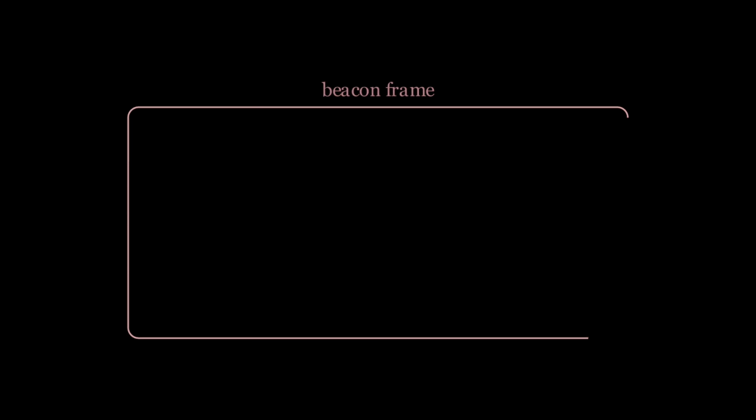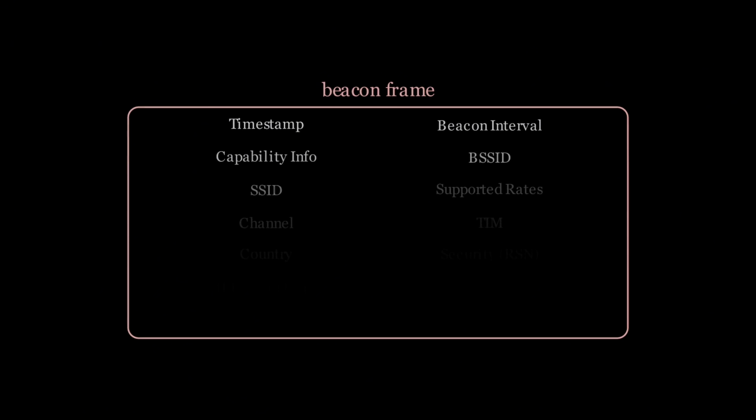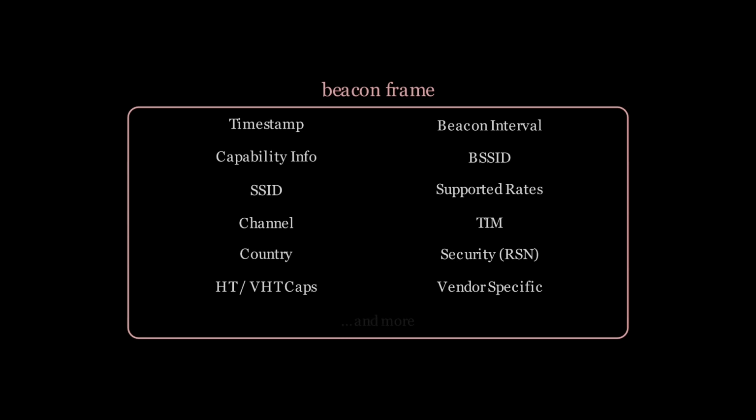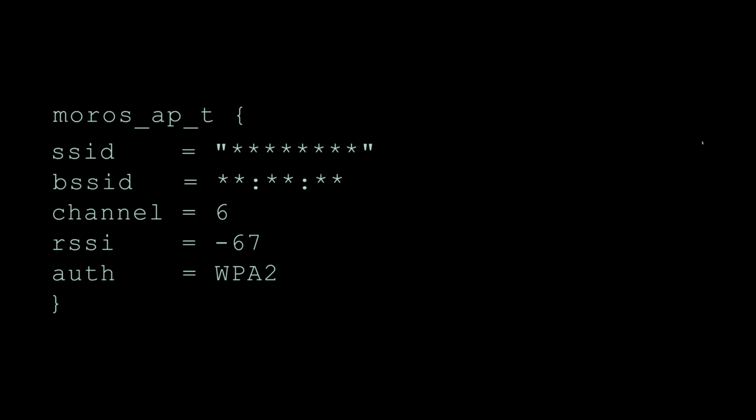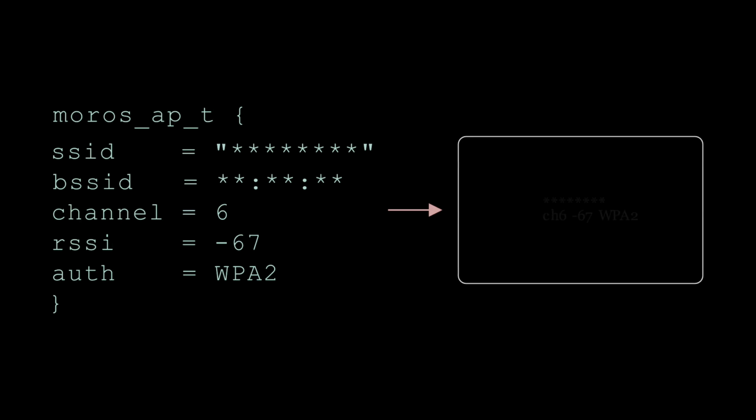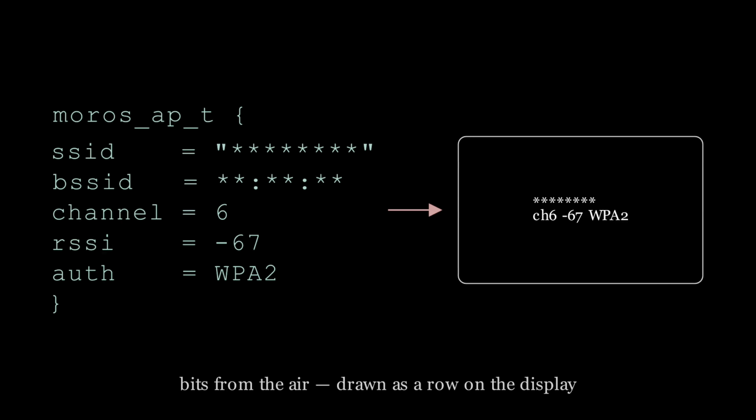A beacon is packed with dozens of fields. These are the 4 I care about: the name, the SSID, the router's hardware address, the BSSID, the channel, and how it's protected, the security type. And that's it. Everything you see on the MOROS screen is this. Bits from the air, decoded into a frame, and drawn as a row on the display.